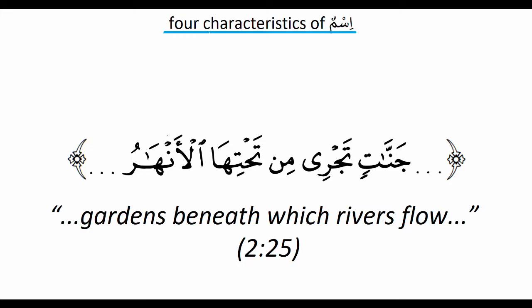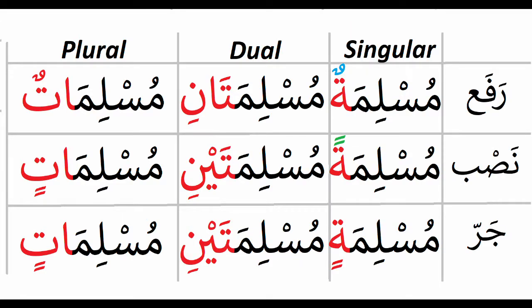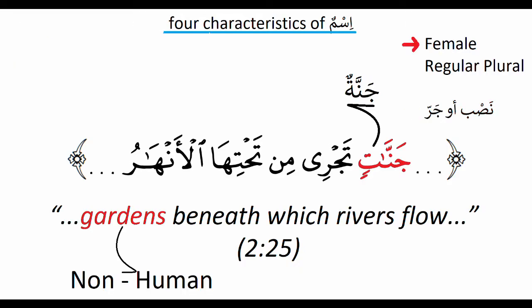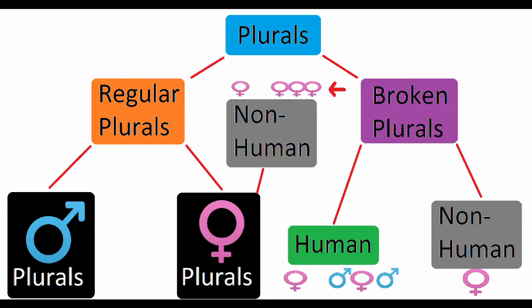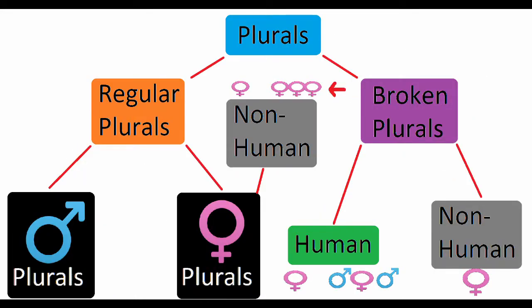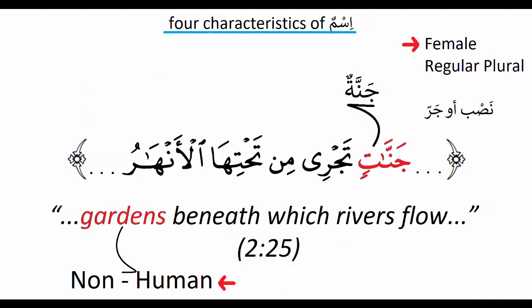In the next ayah, we have jannatin. It ends with atin, like the regular plural muslimatin, which means that it is plural in nasb or jar and feminine. In fact, it is non-human regular feminine because a garden is non-human, right? Which means that it can be grammatically treated as singular feminine or plural feminine. In this case, it is grammatically treated as singular feminine.